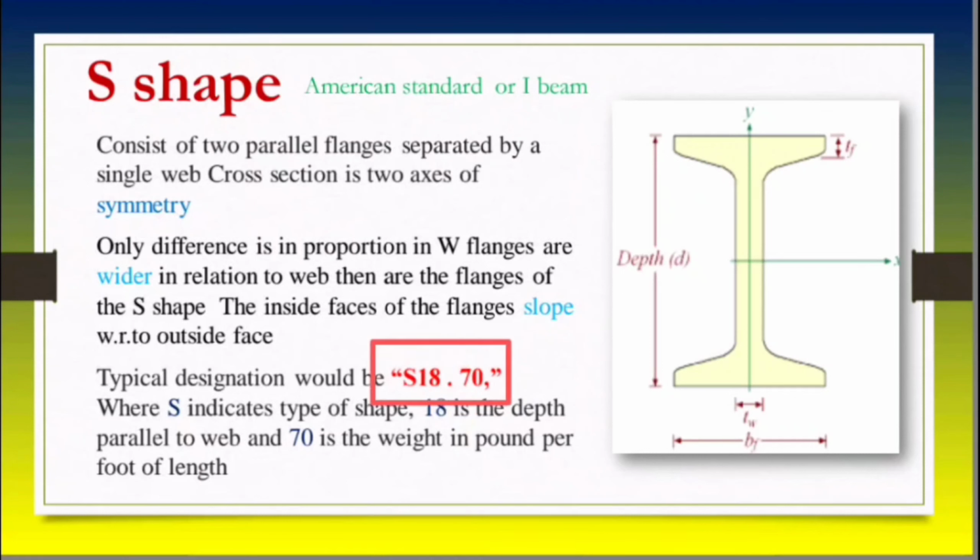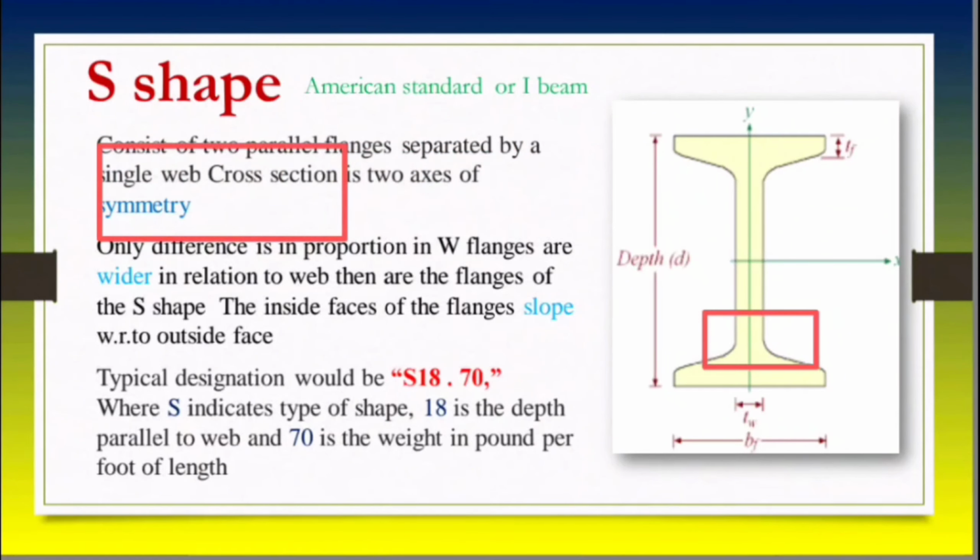The only difference between the S shape and the W shape designation is the letter W or S; the remaining numbers represent the same nominal depth and the weight in pounds per foot of length. And this is the sloped inside of the flanges, while in the W shape it is flat. It also has two-axis symmetry. Remember, this is the main point of the S shape and W shape.